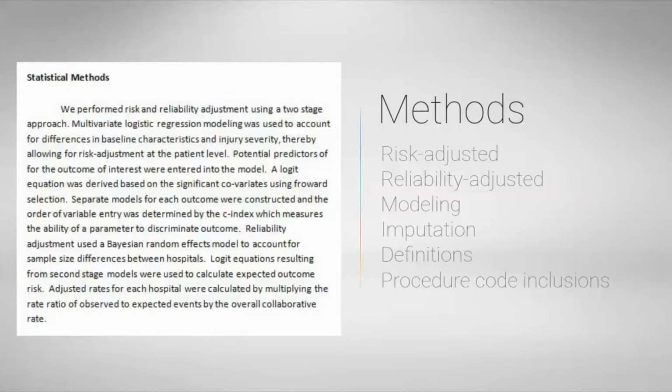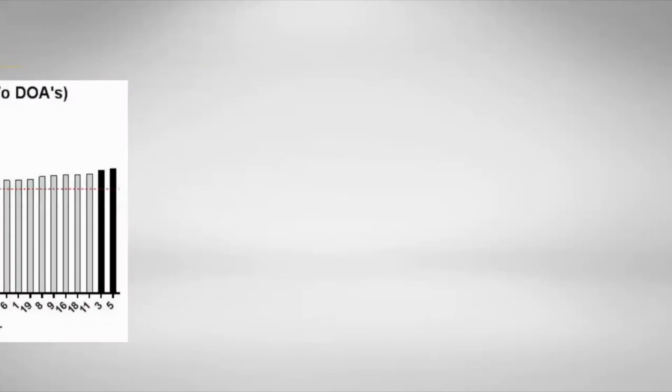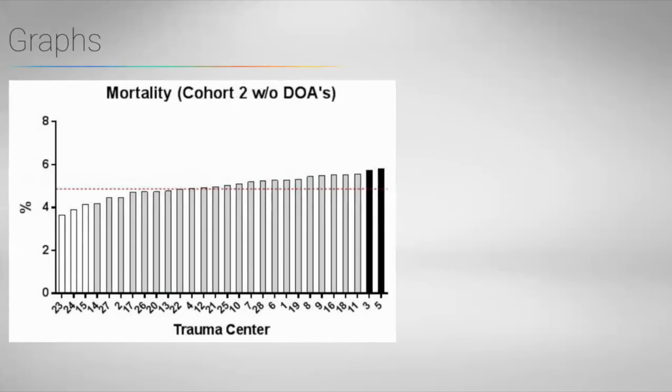For example, the meaning of timely for patients who received a brain monitor placement for management of traumatic brain injury can be found here. The site summary contains 5 types of graphs: mortality, trends over time, outcomes, process measures, and data validation. Let's review the graph structure, then test your understanding.